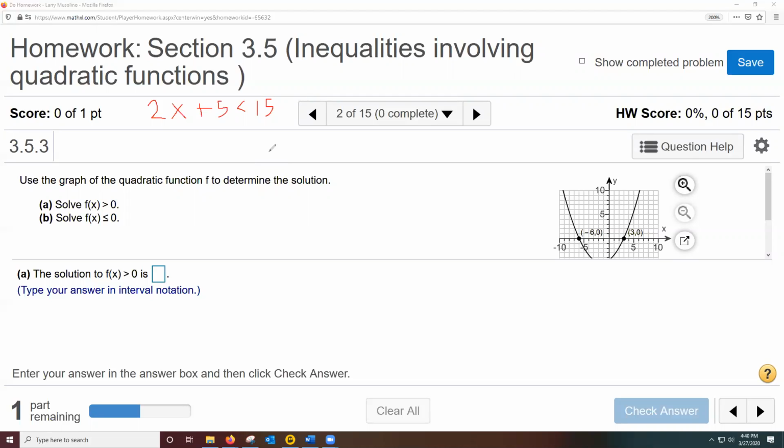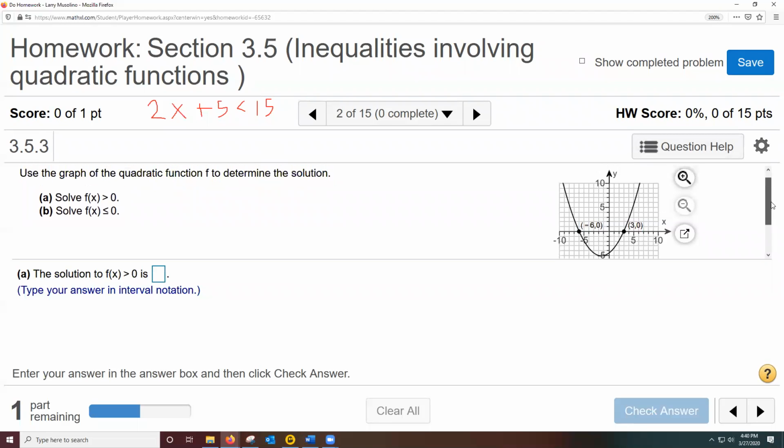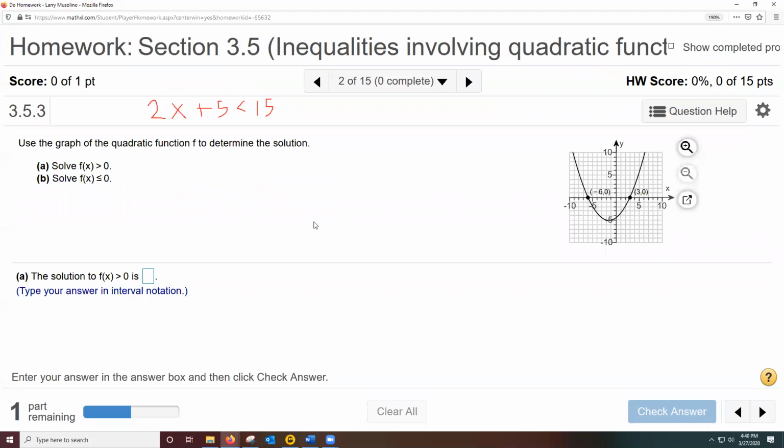We want to be able to extend that to quadratic functions. So let's take a look at this example. It says the graph of the quadratic function is shown here, and they want us to solve when is f of x greater than 0 and when is f of x less than or equal to 0. All right, well, one thing to keep in mind here is when I see f of x, I can really think of that as y. Remember, f of x and y are interchangeable. So let me think of this as when is the y value greater than 0 and when is the y value less than or equal to 0.